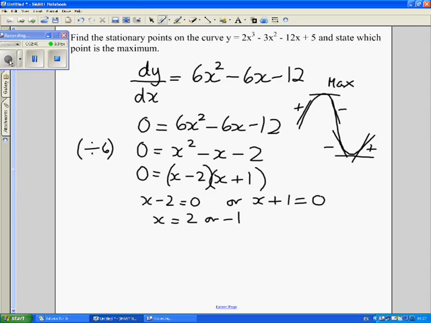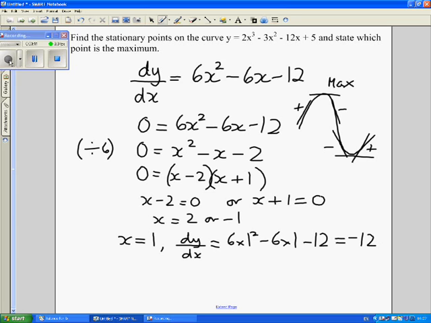We now choose a point a little bit less than x equals 2, and so I'm going to choose x equals 1 and find the value of the gradient. So dy by dx would be 6 times 1 squared minus 6 times 1 minus 12. 6 take away 6, take away 12, will leave us with negative 12.